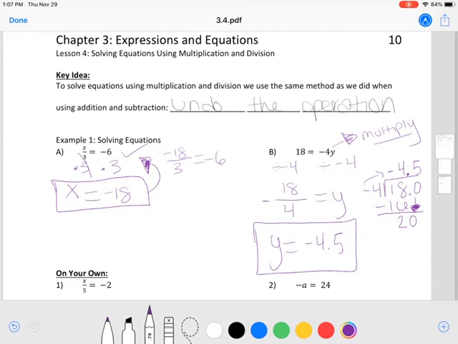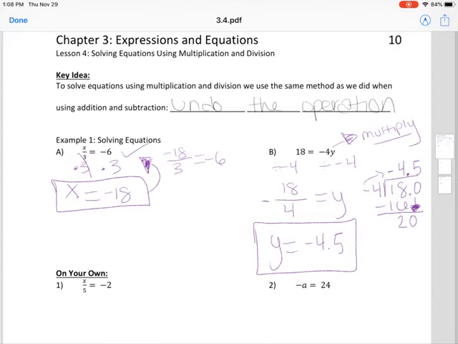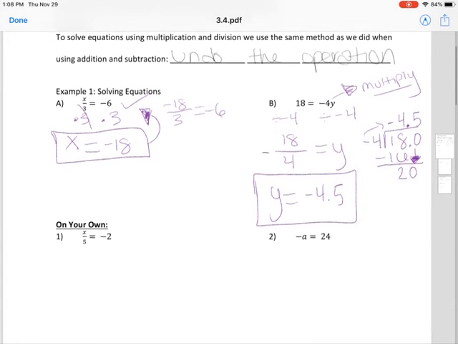And again, if you want to pause this video and try plugging in negative 4.5 for y, you're going to end up getting positive 18 when you multiply. So you're welcome to pause and go ahead if you want to try that. So I hope that so far this is making a little bit of sense. You guys are feeling pretty confident to start.